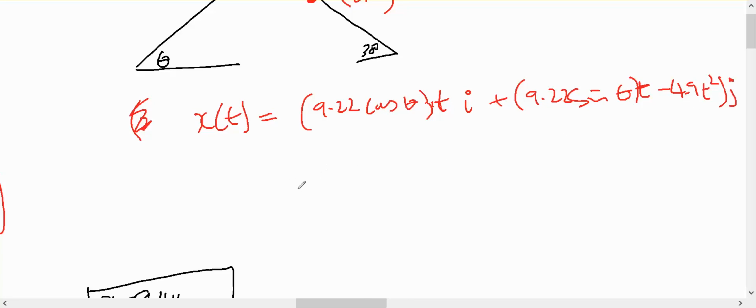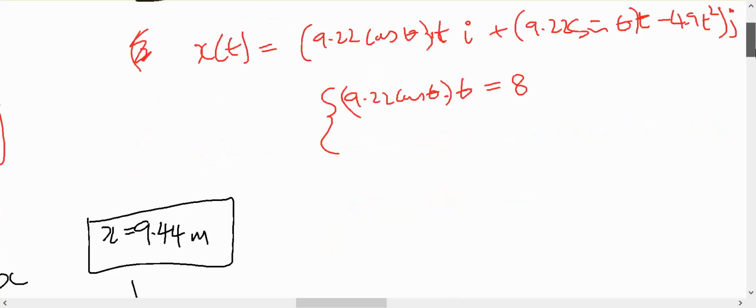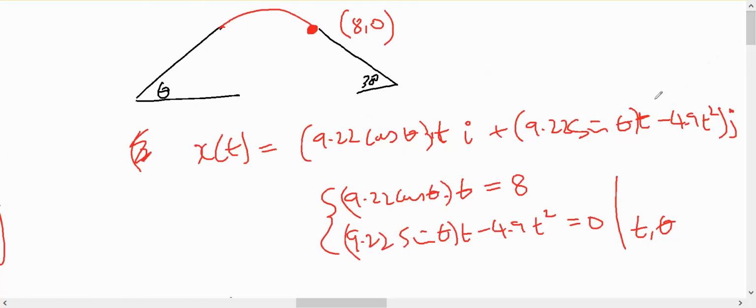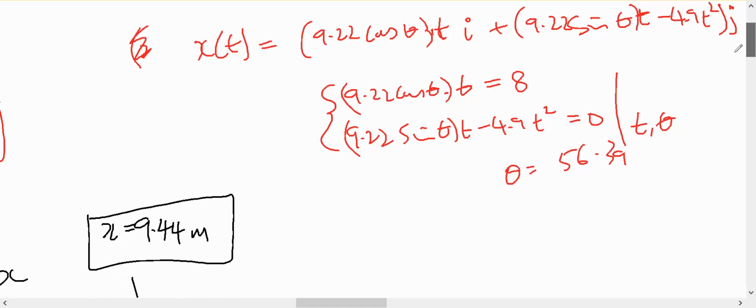And I would like to find 9.22 cos of theta times t equals 8, because my x coordinate has to be 8. And I need 9.22 sine of theta t minus 4.9 t squared to equal 0. And I can solve that for t and theta in my simultaneous equations. And that gives me an angle of 56.39, or to one decimal place theta is 56.4.